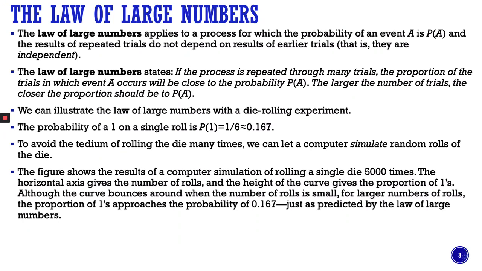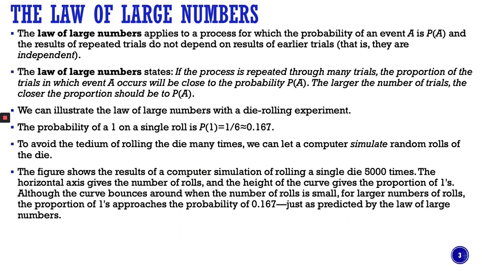The law of large numbers states, if the process is repeated through many trials, the proportion of the trials in which event A occurs will be close to the probability, which is P(A). The larger the number of trials, the closer the proportion should be to the probability of A. We can illustrate the law of large numbers with the die rolling experiment. The probability of a 1 on a single roll is P(1) = 1/6, because remember there are 6 possible numbers to roll on a die, which will get you 0.167.